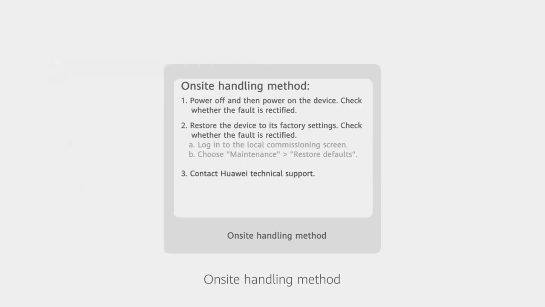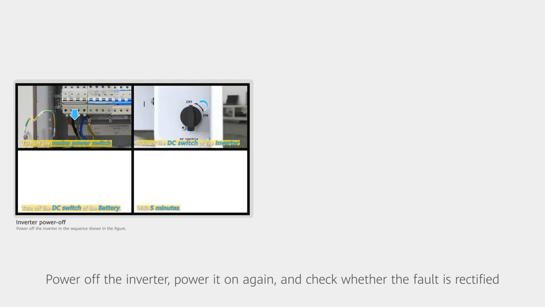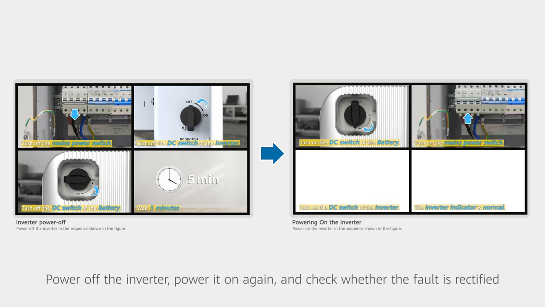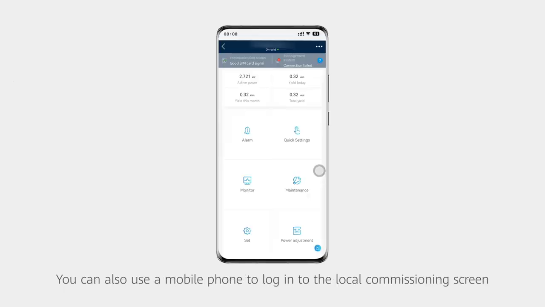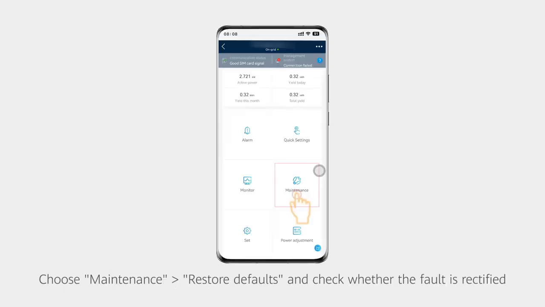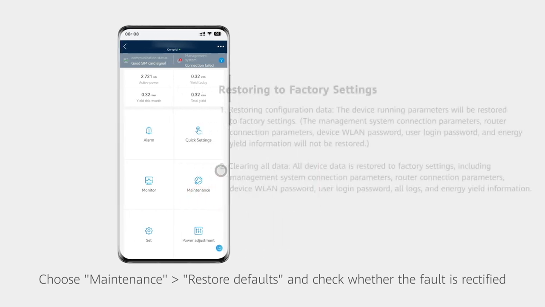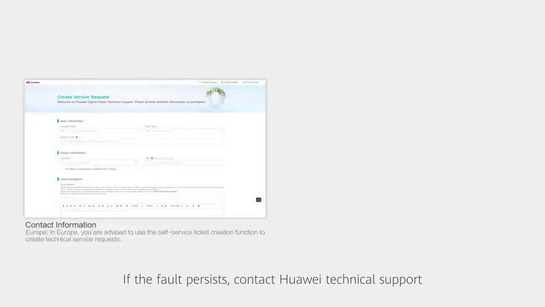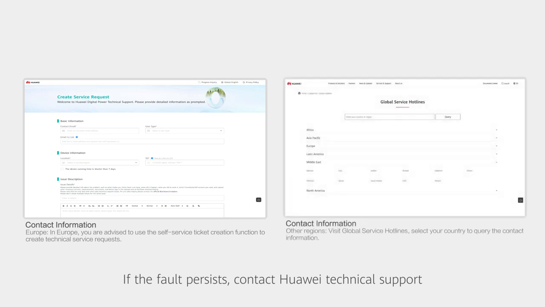On-site handling method. Power off the inverter, power it on again, and check whether the fault is rectified. You can also use a mobile phone to log in to the local commissioning screen. Choose Maintenance > Restore Defaults and check whether the fault is rectified. If the fault persists, contact Huawei Technical Support.